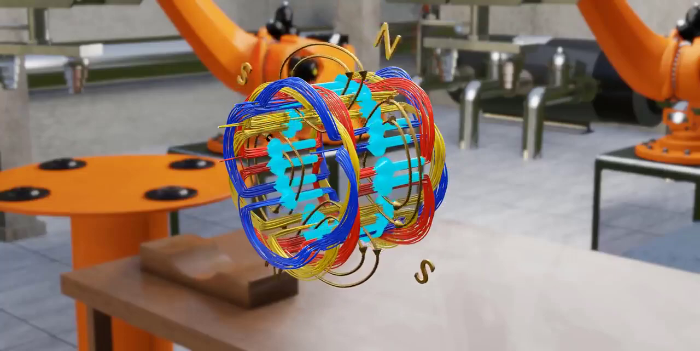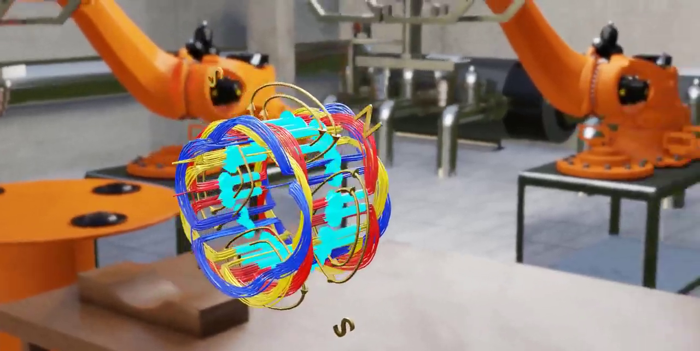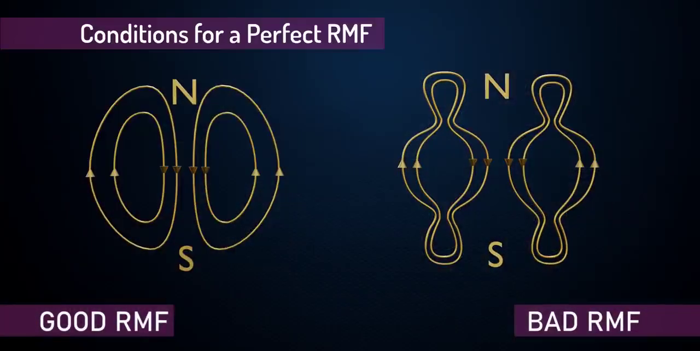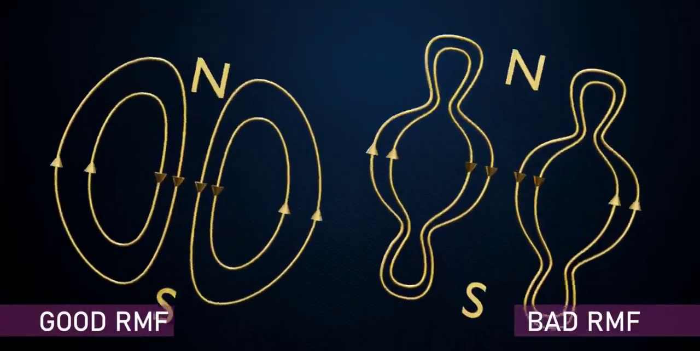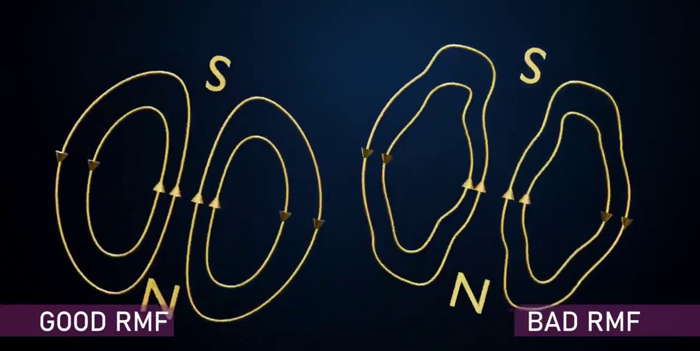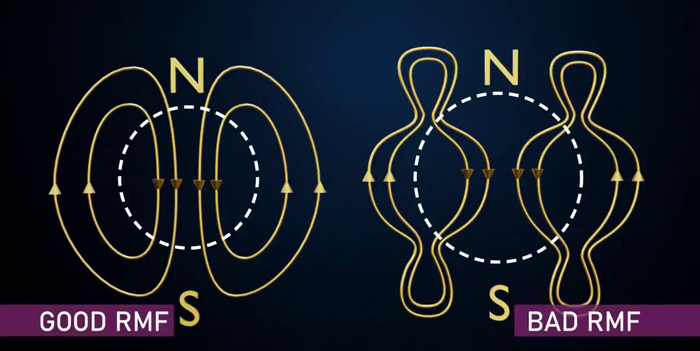Before starting a winding design, we should first understand the qualities of a good RMF. An RMF should have a smooth shape, as shown. It should not get distorted during its rotation. And third, the central flux lines should be perfectly radial. Let's start the design journey to achieve this perfect RMF using a simple coil.